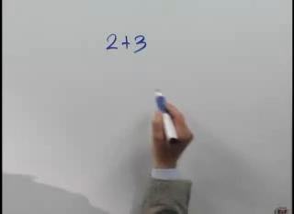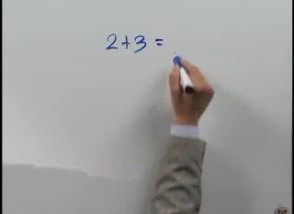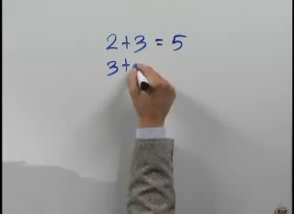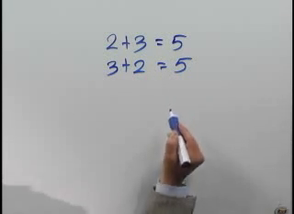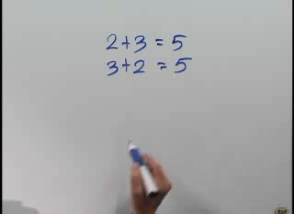and add them together, the order doesn't matter. If you take 2 plus 3, you get 5. But you also get 5 if you add them in the other order. 3 plus 2 is also 5. In fact, this works out anytime you're adding two numbers.